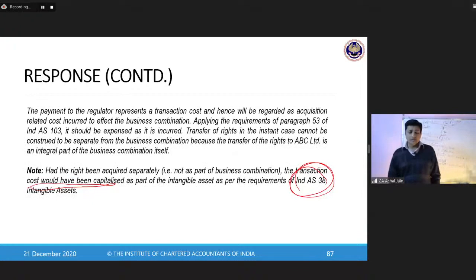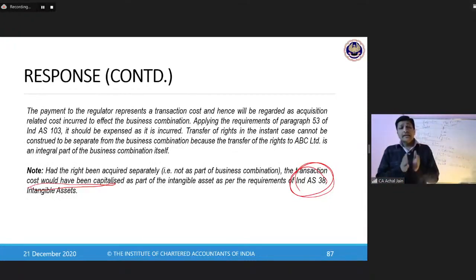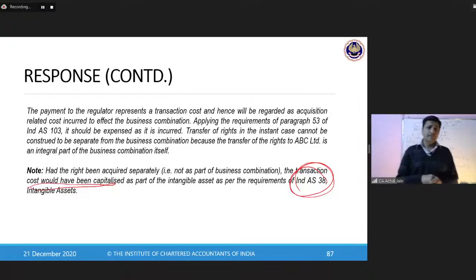Around this acquisition of right. Now, in this case, the payment to the regulator was in the nature of a transaction cost. And if that is a transaction cost incurred during the business combination, that should be expensed off. Now, we need to understand whether it should be considered a part of the business combination or a separate transaction. Because if this is considered a separate transaction, meaning other than business combination, then we'll say the right has been acquired, on which Ind AS 38 will apply, wherein any cost incurred to acquire the asset will be capitalized along with the cost of the asset.